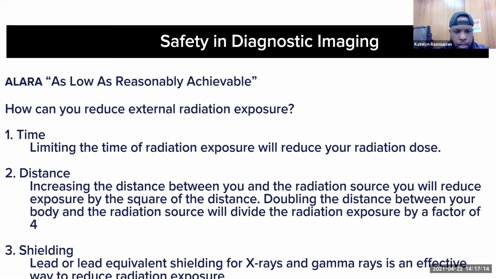Limiting the time of radiation exposure will reduce your radiation dose. To reduce radiation dose, you will increase kV, and decreasing your mAs will reduce exposure. Distance: by increasing the distance between you and the radiation source, you will reduce exposure by the square of the distance. Doubling the distance between your body and the radiation source will divide radiation exposure by a factor of 4. Shielding: lead or lead equivalent shielding for x-rays and gamma rays is an effective way to reduce radiation exposure.